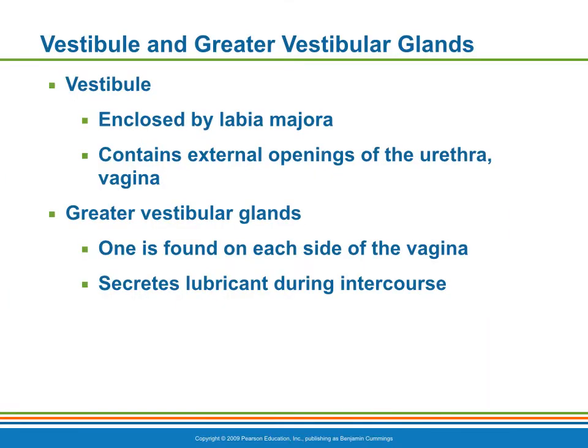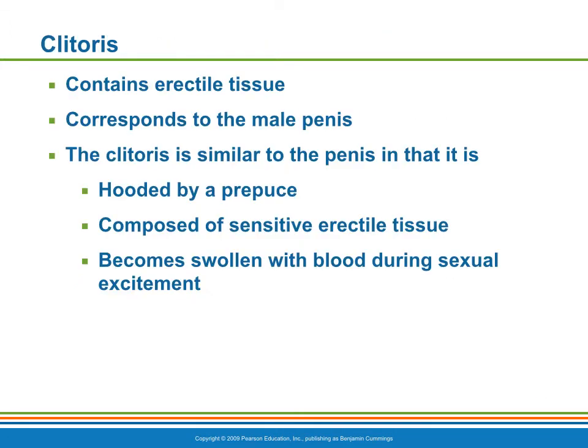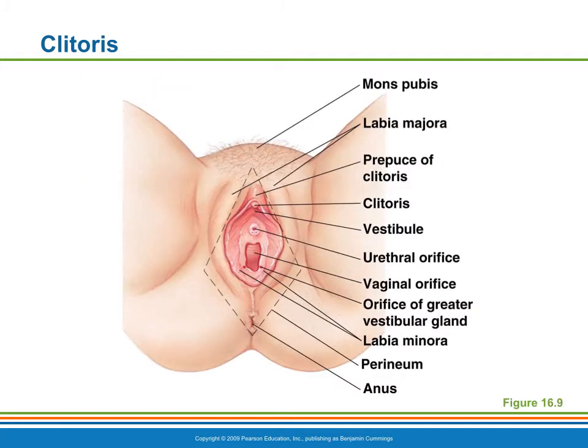All right, the next parts that we have here are the vestibule. These contain the external openings of the urethra and the vagina, and some glands that provide some lubrication. Then we have something called the clitoris. This contains erectile tissue and corresponds to the male penis. It has some similar aspects. It has a prepuce. It has some sensitive erectile tissue, and it becomes swollen with blood during sexual excitement.